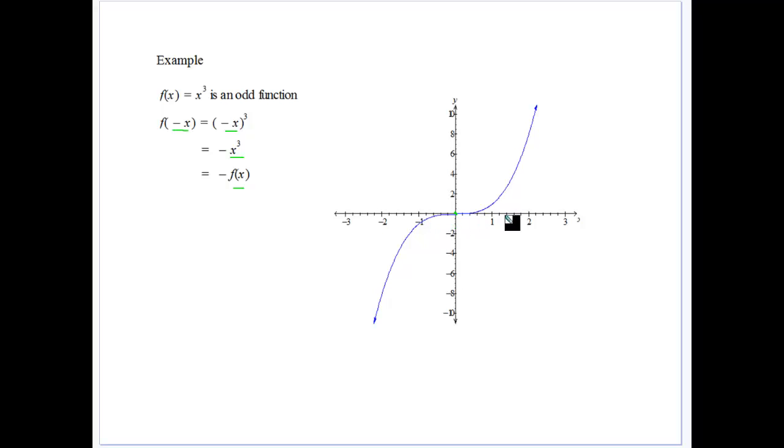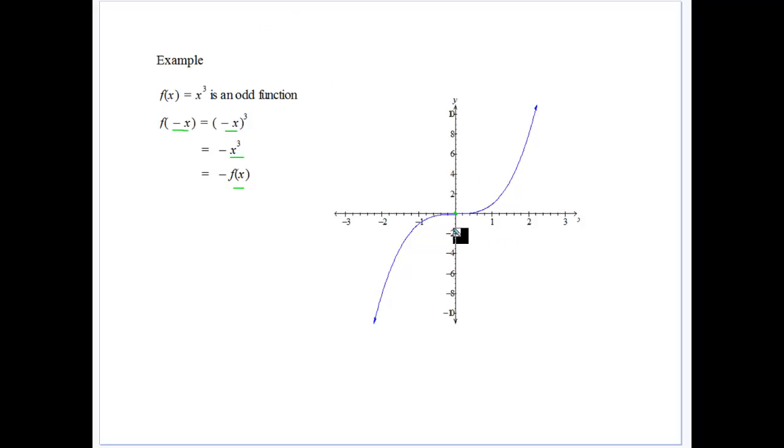And what does it mean really? Well, basically we get 8 when we put 2 in, but if we put minus 2 in, we get minus 8. So we get the same actual values, but when we put a negative value in, we get the negative of that value. So we can see 1, 1, 1, minus 1, minus 1. We get the same values, but they're in the opposite quadrants. So that's what an odd function does for us.